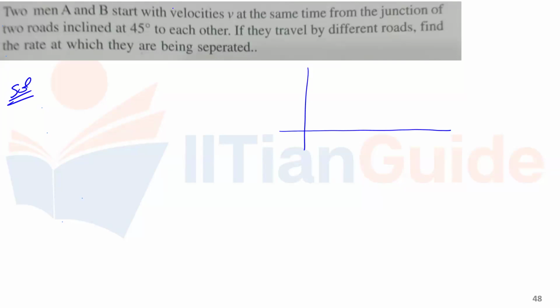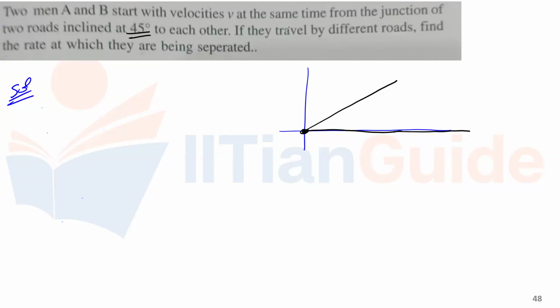Two persons A and B start with the velocity v at the same time from the junction of two roads. So there are two roads, and they start from the junction. Just wait a minute. One person, I have made the x and y axis, because I am going to use mathematics. One person is moving on the x axis, and another person is moving on a line at 45 degrees. The second person will move here at 45 degrees. Both start at the same time.